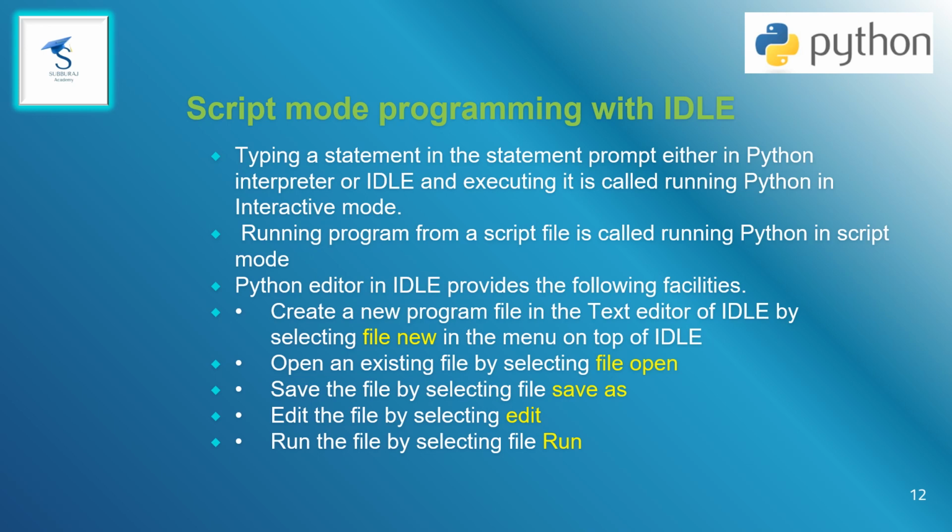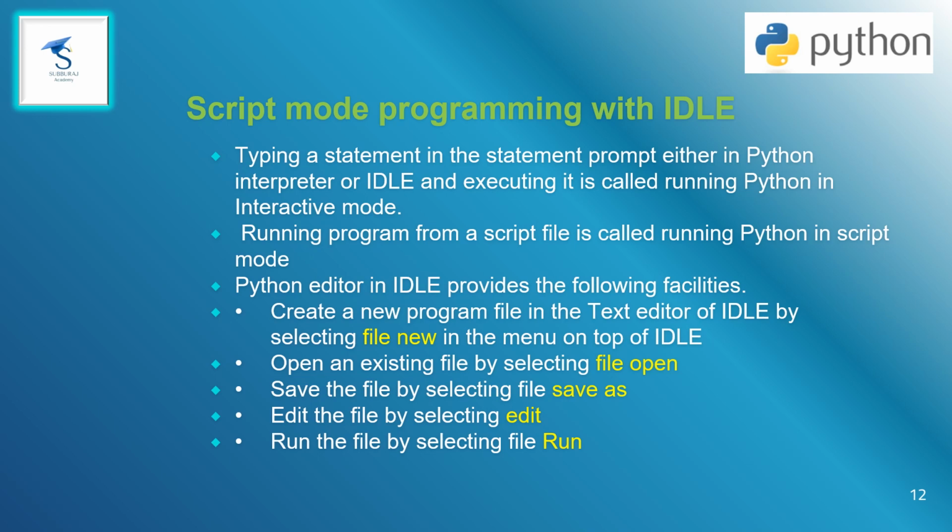So far we have seen interactive mode programs. Now we'll find out how to do script mode programs with IDLE. You can't do it in the Python shell. You can do it only with IDLE. So for script mode programming, you use the Python IDLE. There is an editor in Python IDLE. You can also use any other notepad. So you can create a new program.